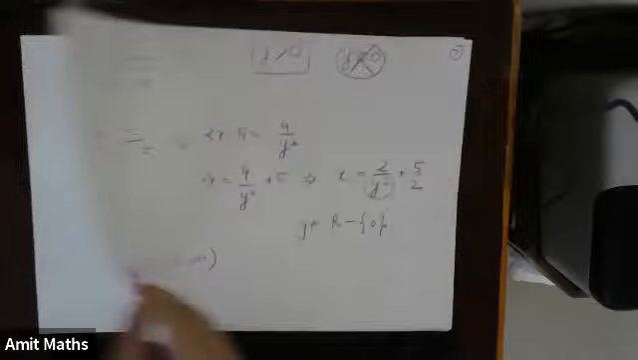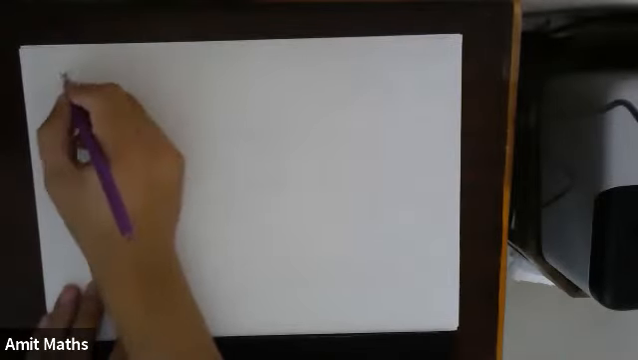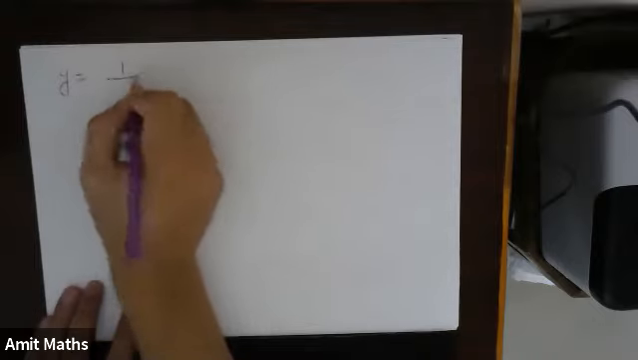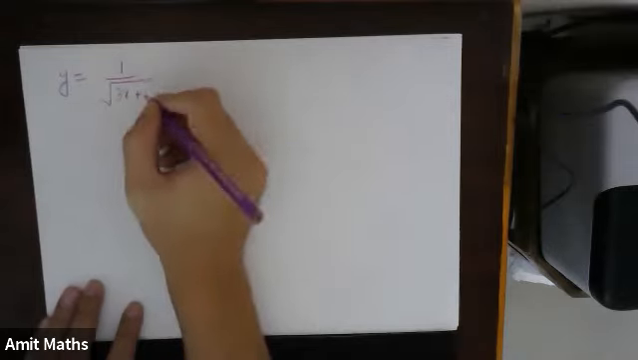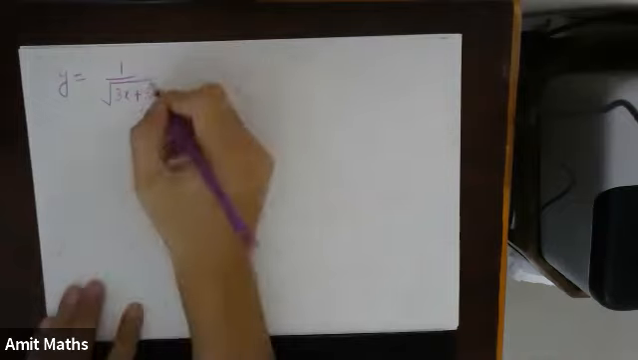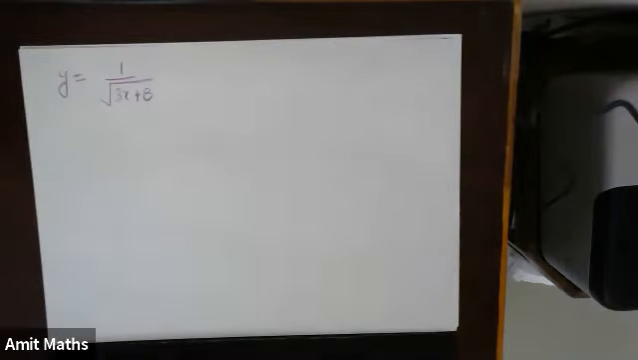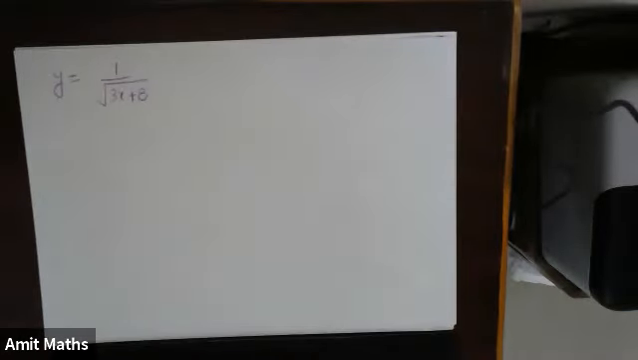Okay, now let's see the next part, next question. I'll give you the next question, something very similar to this. I want you to figure it out. I want you to solve it. So this will be y is equal to 1 upon under root of 3x plus 8. Find the range of this particular function. Same thing, find the range of this particular function.